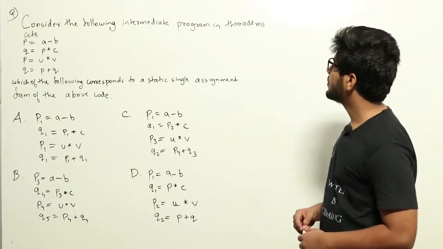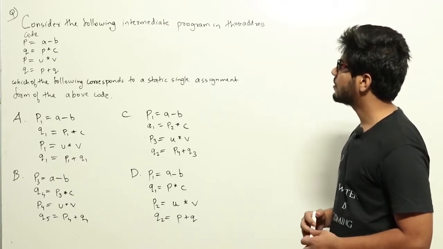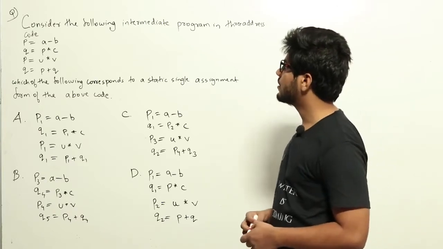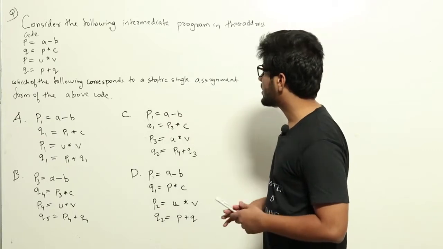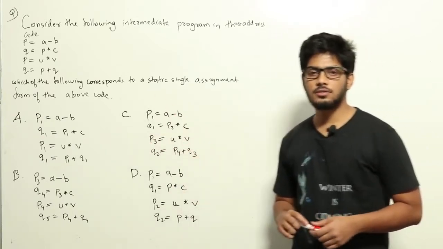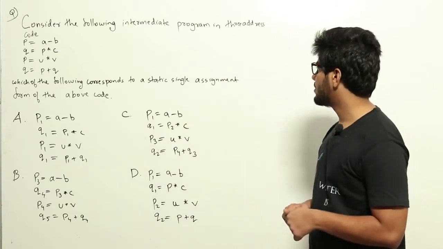Consider the following intermediate program in three address code. P equals A minus B, Q equals P into C, P equals U into V, Q equals P plus Q. Which of the following corresponds to a static single assignment form of the above code? And we have been given four options. So this is a question from compiler design regarding static single assignment forms.